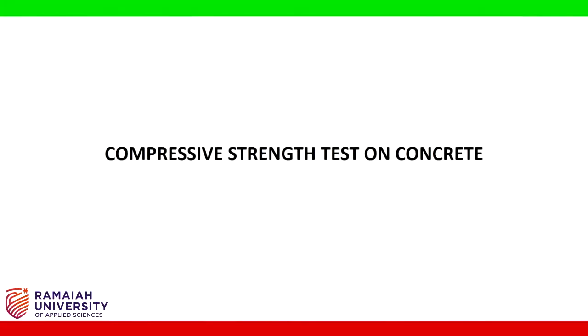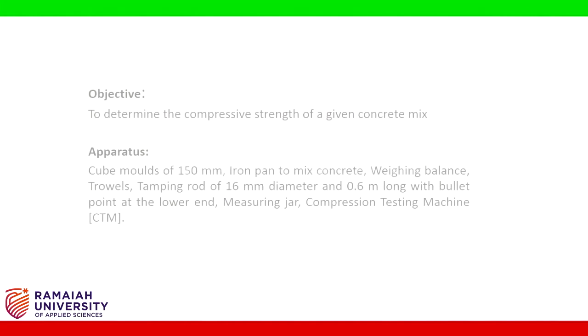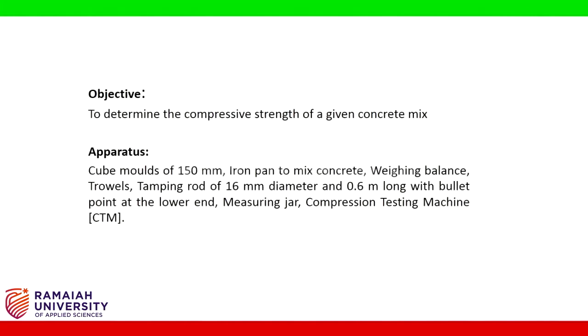Hello friends, with this experiment we are determining the compressive strength of a given concrete mix. Apparatus: cube molds of 150 mm, iron pan to mix concrete, weighing balance, trowels, tamping rod of 16 mm diameter and 0.6 meter long with bullet point at the lower end, measuring jar, compression testing machine, that is CTM.